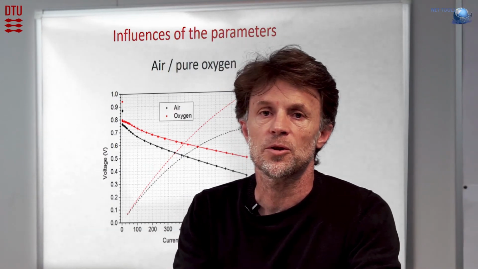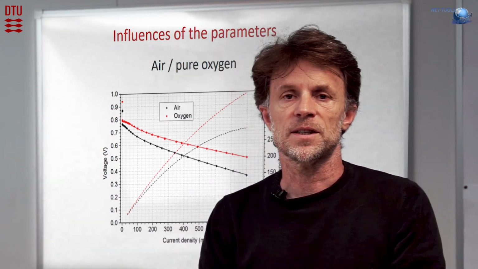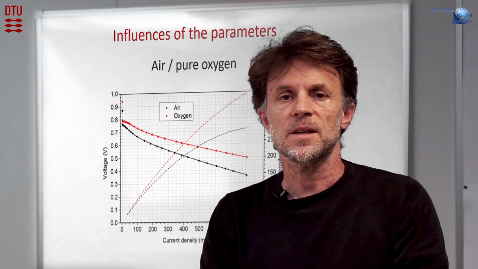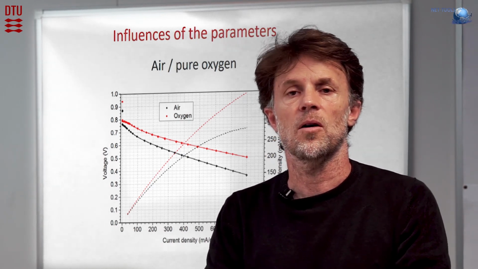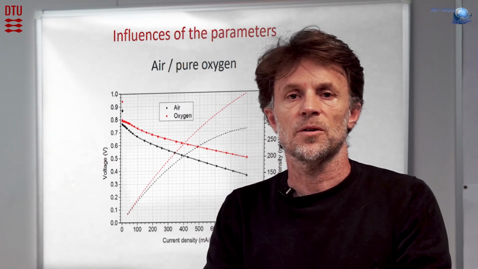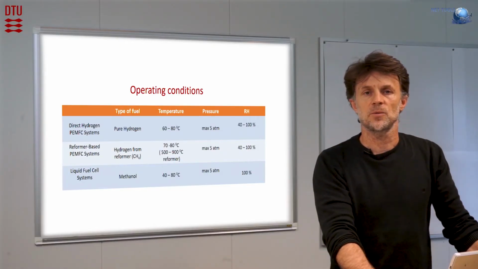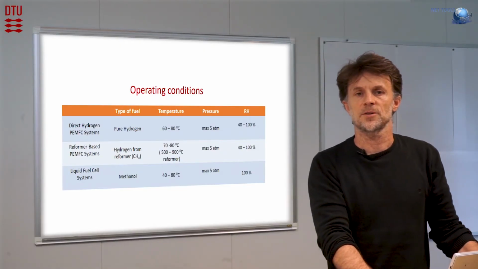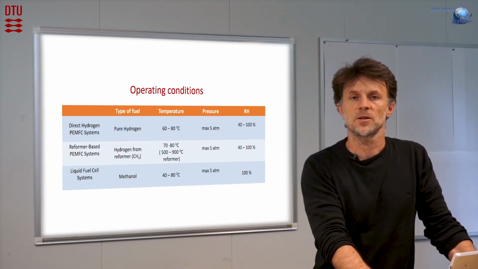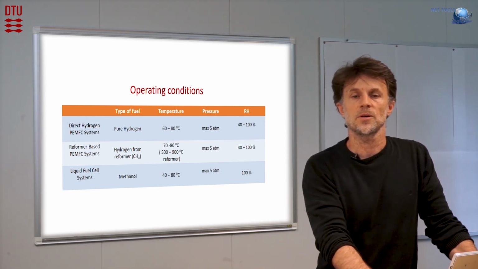Then we can play on the gas composition, whether we use air or pure oxygen. So this is here again a curve taken at the same pressure with air or pure oxygen, and you can see a gain when using pure oxygen instead of air. Finally, I will leave you with this table displaying the parameters for the operating conditions of different types of PEM fuel cells running with different fuels: pure hydrogen, hydrogen from reformer, or methanol.